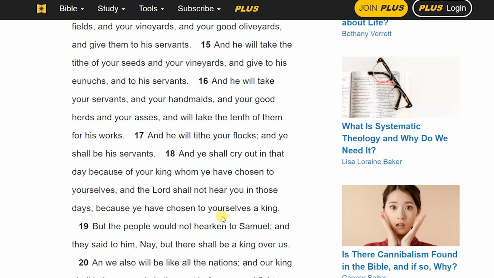So here, it says in verse chapter number 18, in still 1 Samuel chapter number 8, or 1 Kings if you're reading from the Greek Septuagint, it says, and you shall cry out in that day because of your king, whom you have chosen to yourselves. And the Creator shall not hear you in those days, because you have chosen to yourselves a king.